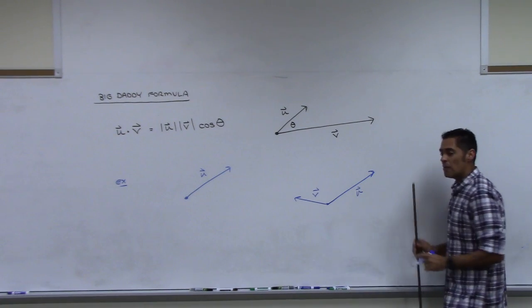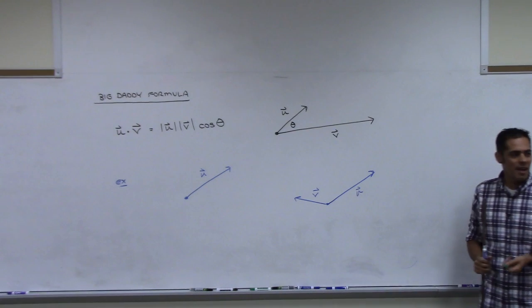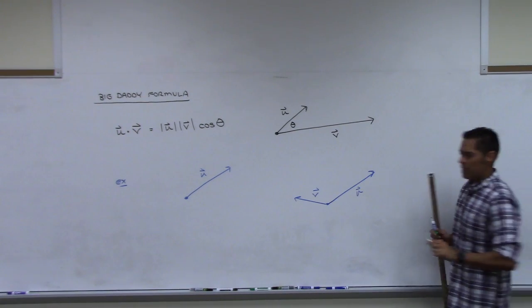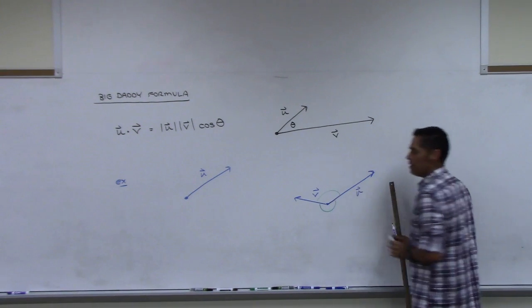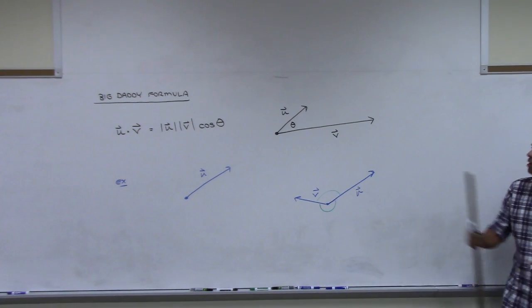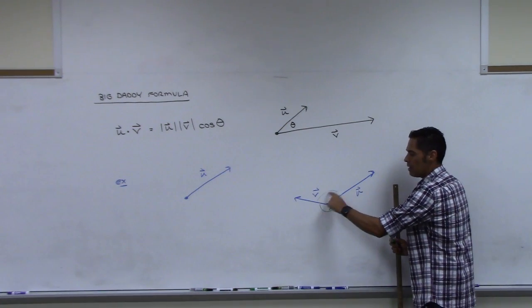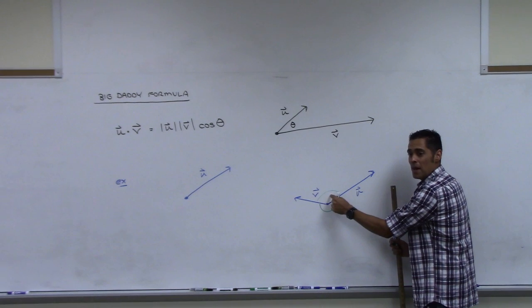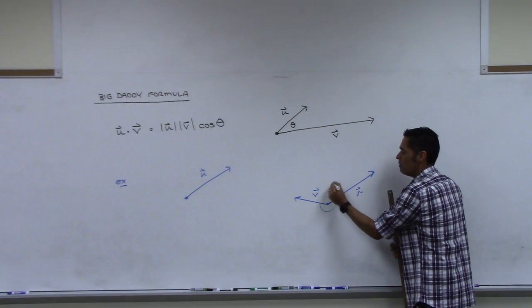And there is a natural angle between these two. But one could argue that there's actually two angles between them. There's this one, and there's this one, right? So which one is it? When we talk about theta in this formula, are we talking about the angle this way or the angle this way? We're always talking about the smaller of the two. All right? So this is your angle, theta.